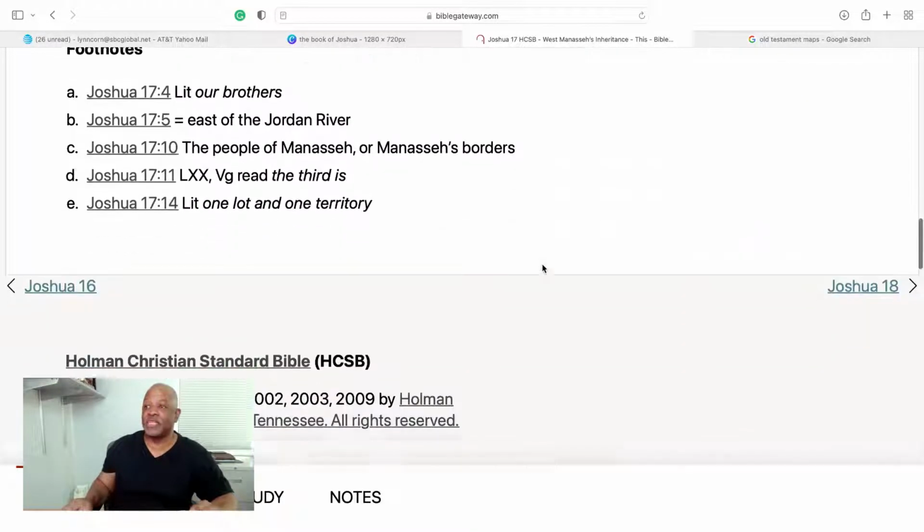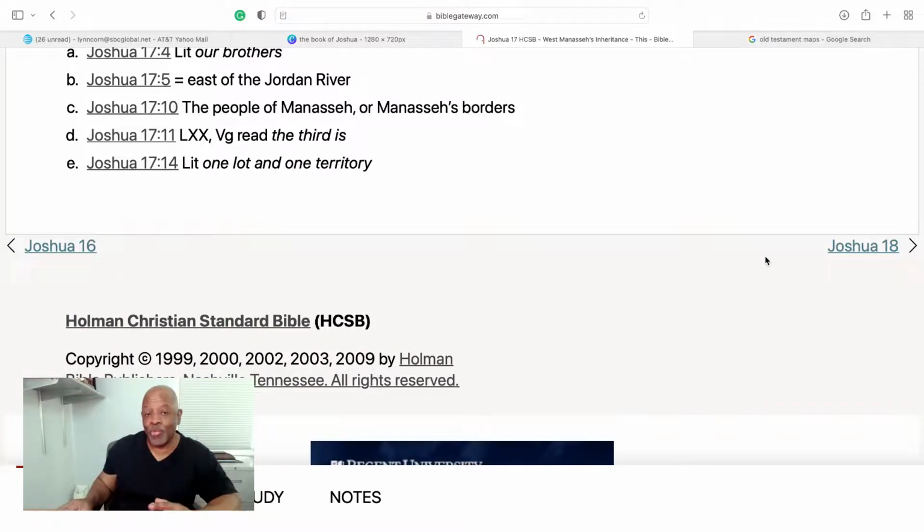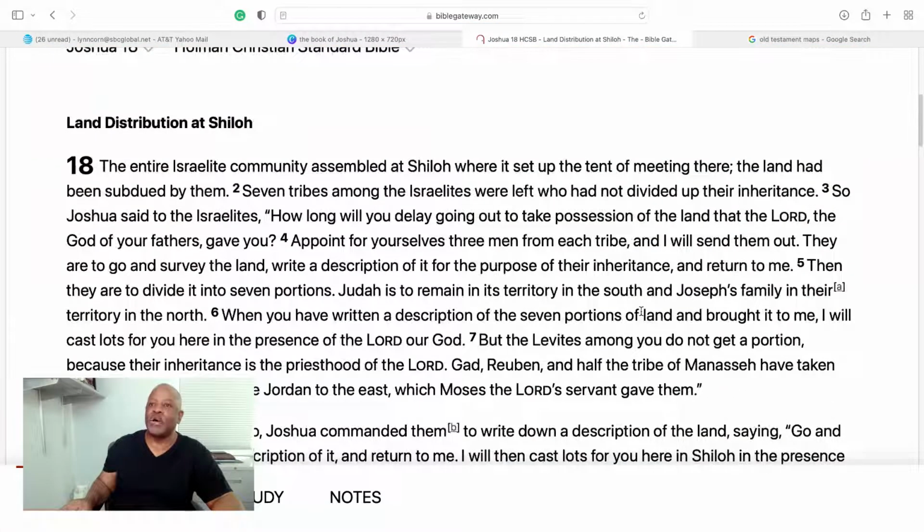Now remember, they should be relying on the Lord to help them. They should be relying on the Lord as Caleb did, and they would have conquered them because God had already promised them the land. All right, Joshua chapter 18, verse 1.